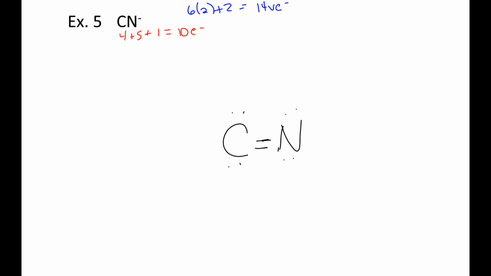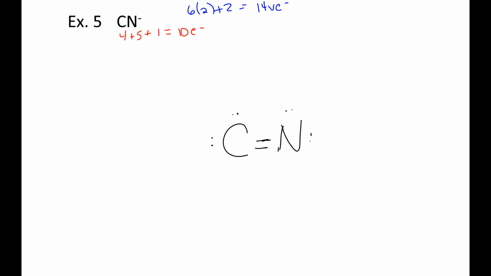So let's count them again. 2, 4, 6, 8, 10, 12. So we still have too many. And actually, guys, whoops. We shouldn't have taken the back ones out. We should have left these. So we're going to hang on. Redraw it again.